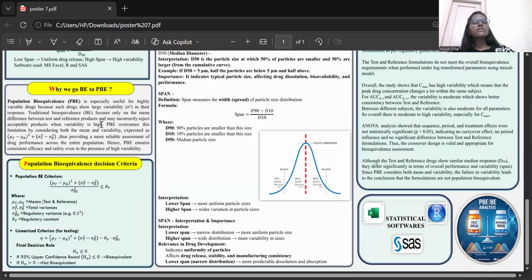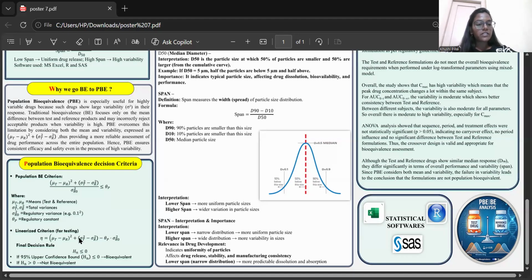So the population bioequivalence decision criterion is the formula given below: (mu t minus mu r) square plus (sigma square t minus sigma square r) divided by sigma square r naught, which should be less than or equal to theta p, where mu t and mu r are means of test and reference. Sigma square t and sigma square r are total variances. Sigma square r naught is the regulatory variance, which is a constant given by 0.1, and theta p is the regulatory constant.